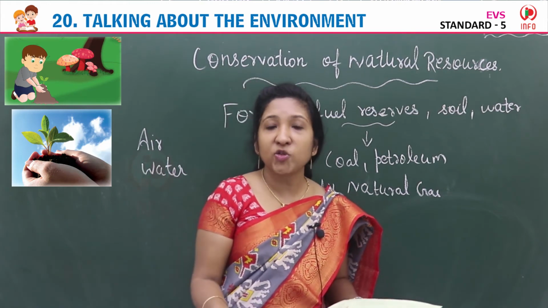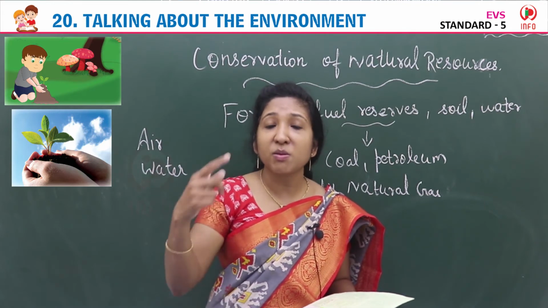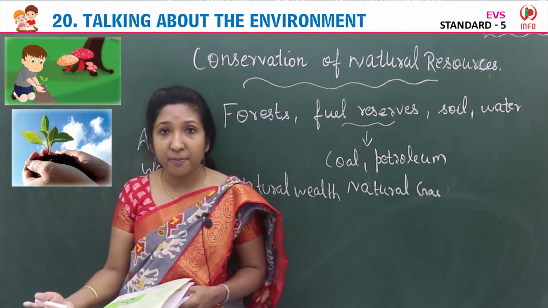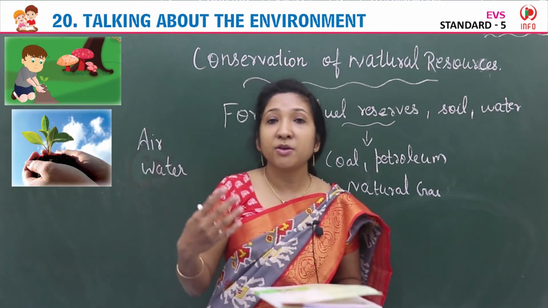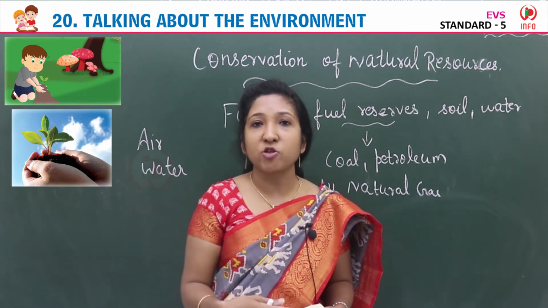Because of no trees, actually we need to plant more trees, but here human beings are cutting trees more. Because of that, soil erosion is happening. Soil is losing its fertility. If more trees are there, it reduces the pollution actually.